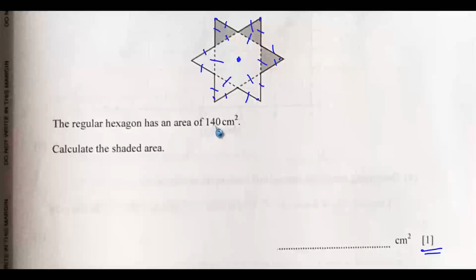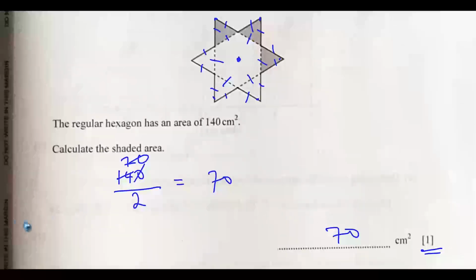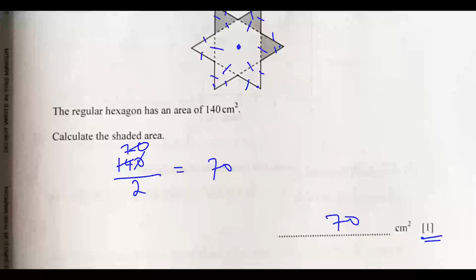the hexagon. To get it straight away, the area will be equal to 140 divided by 2. That will be the area of the shaded triangles, and it will also be the area of the unshaded ones, because they are similar. 2 goes into 14 7 times, 2 goes into 0 0 times, so we have 70 centimeters squared. Let's scroll down for the next question.